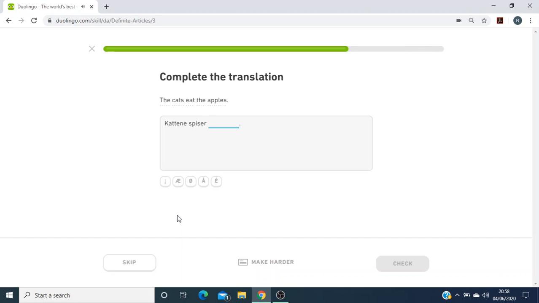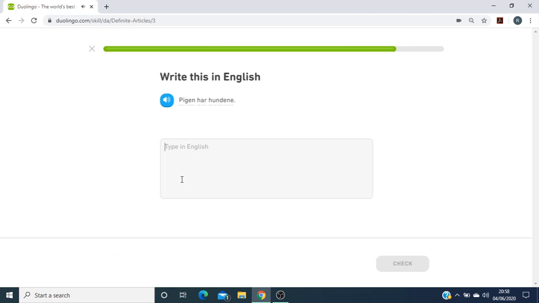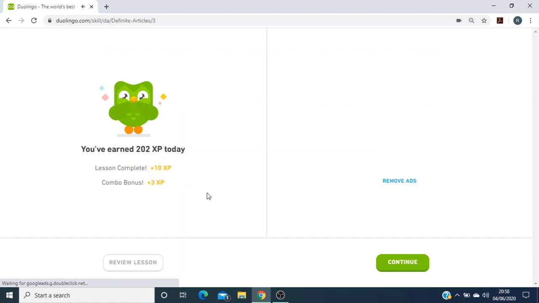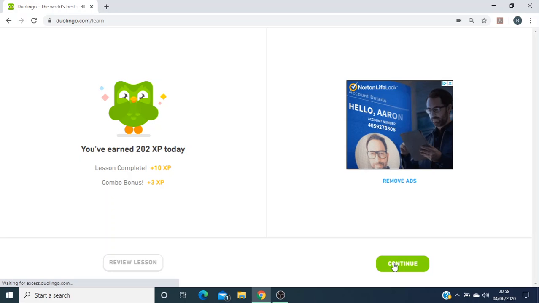The cats eat the apple. Right, let's not make that mistake. So it's æblene. Pigen har hundene. The girl has the dogs. So there we go. That's lesson 3 of 8. Definite articles. So let's continue.